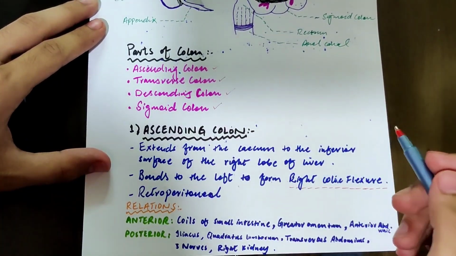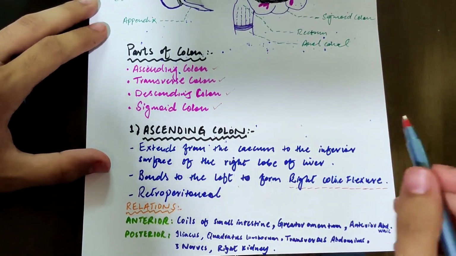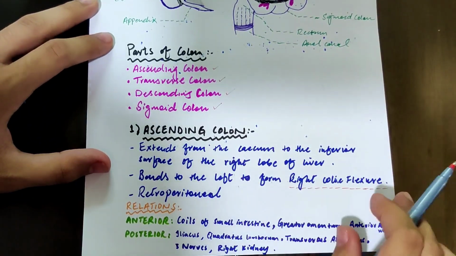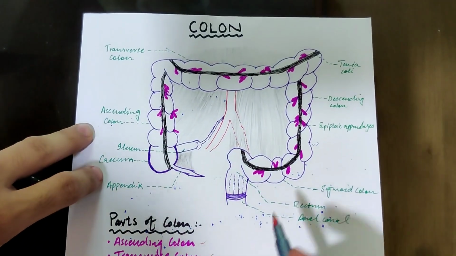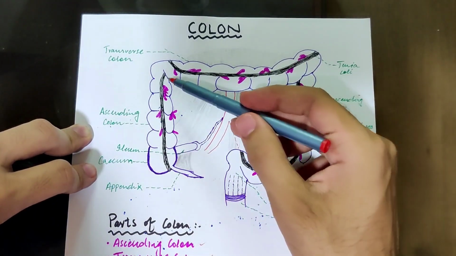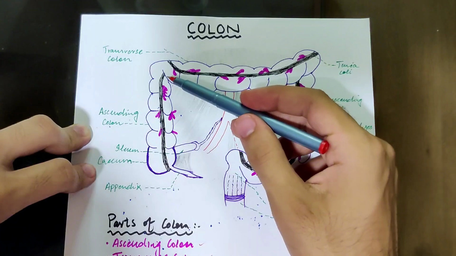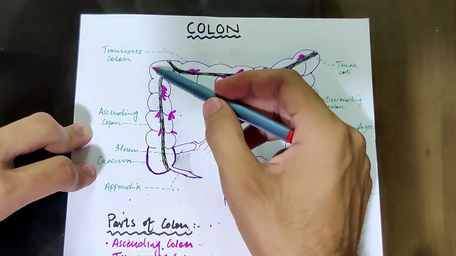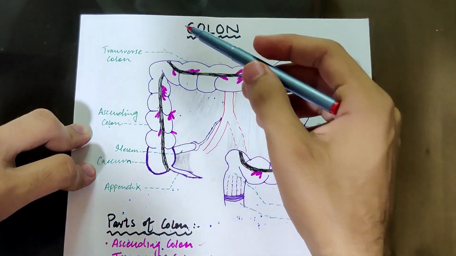So what is the extent of our ascending colon? It basically extends from the cecum to the inferior surface of the right lobe of the liver, meaning that the liver is present above or superior to the ascending colon.